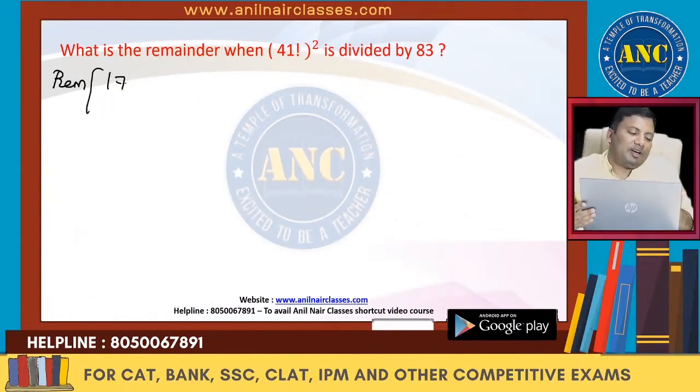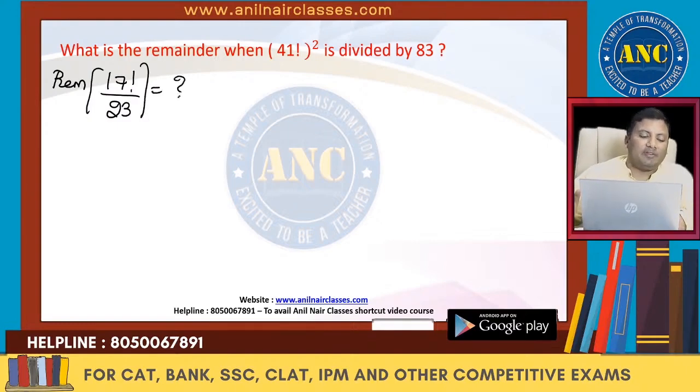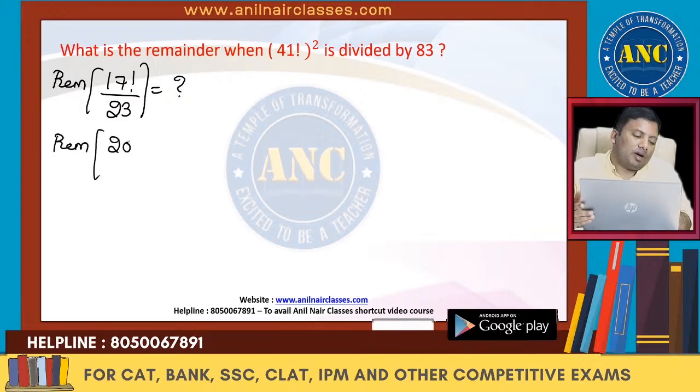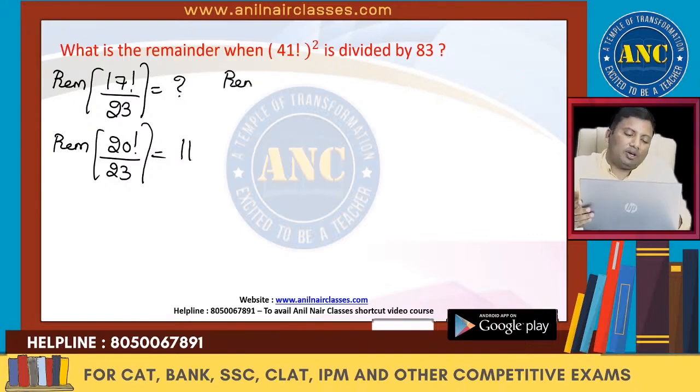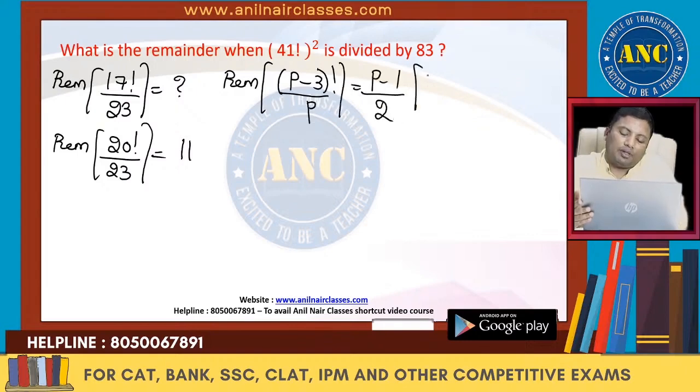Remainder when 17 factorial is divided by 23. This is nothing but 20 factorial divided by 23, which gives (23 minus 1), 22 by 2. It is nothing but 11. What is the concept that we are using? It is: remainder when (p minus 3) factorial is divided by p is (p minus 1) by 2, if p is a prime number.